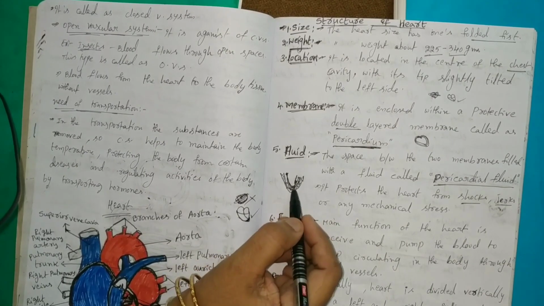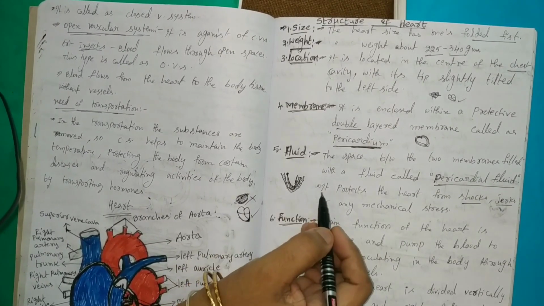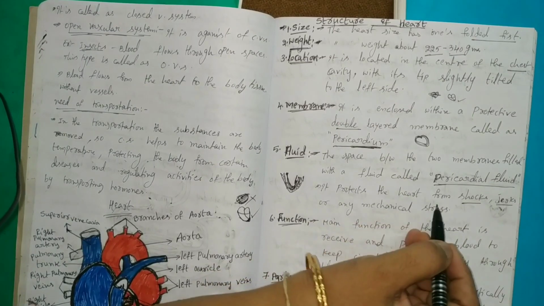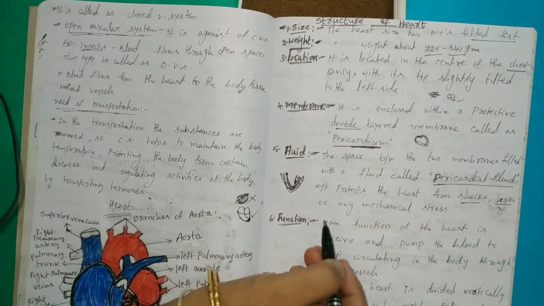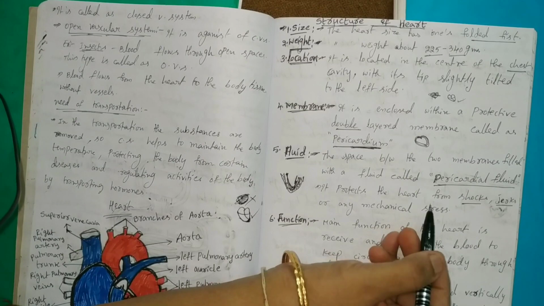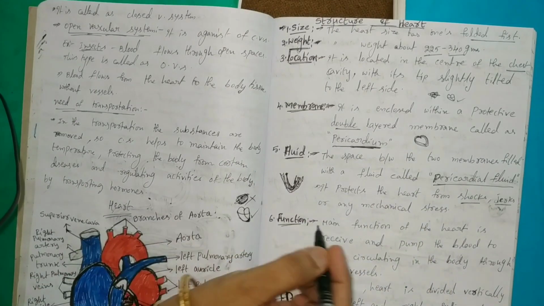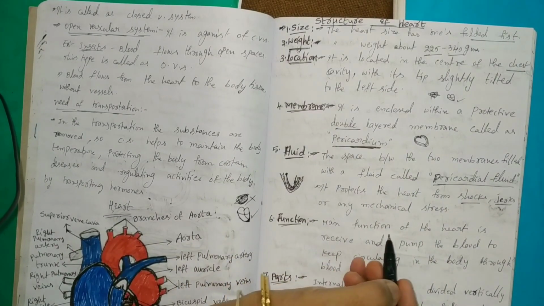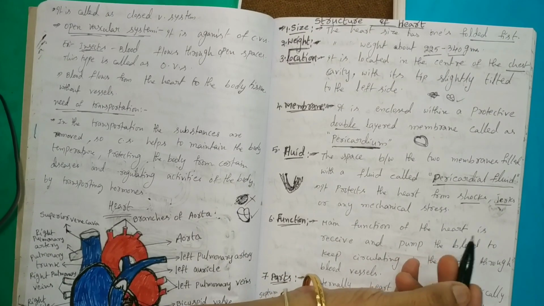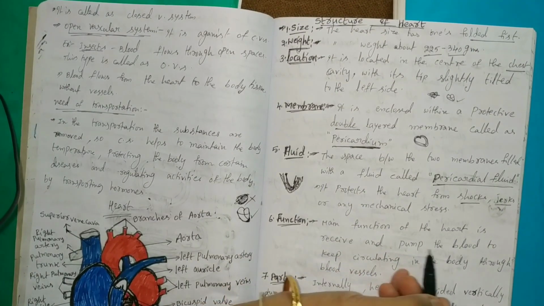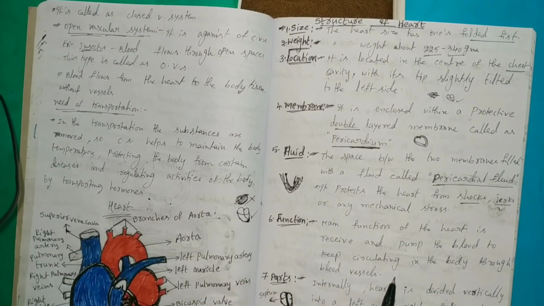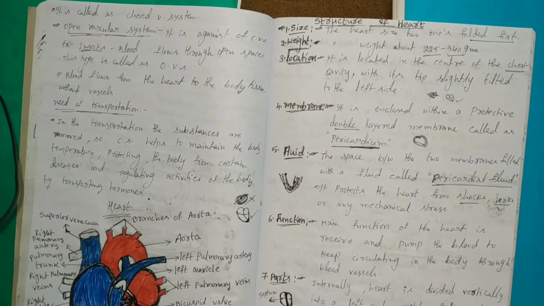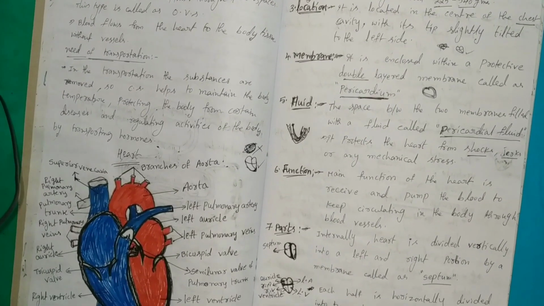What is the importance of this fluid? The fluid protects the heart from shocks, jerks or any mechanical stress. Next, functions. What is the main function of the heart? The main function of the heart is to receive and pump the blood to keep the blood circulating through blood vessels. So this is the main function of the heart.